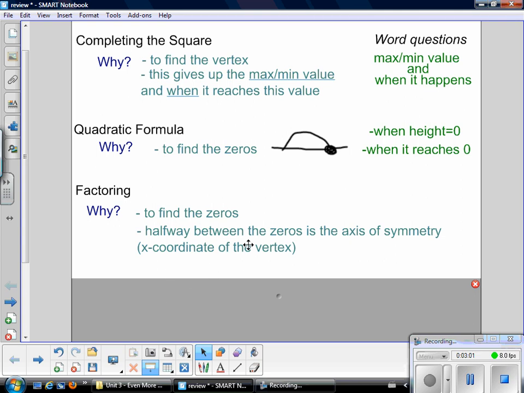Okay, now continuing with the factoring, another reason I can factor, the other piece of information it'll give me is that halfway between the zeros is the axis of symmetry. So in other words, if I can find these two 0 points, halfway through will give me the x coordinate of the vertex, which means I wouldn't have to complete the square. I wouldn't have to complete the square to find out when, but I still would have to do something extra to find the actual maximum value.